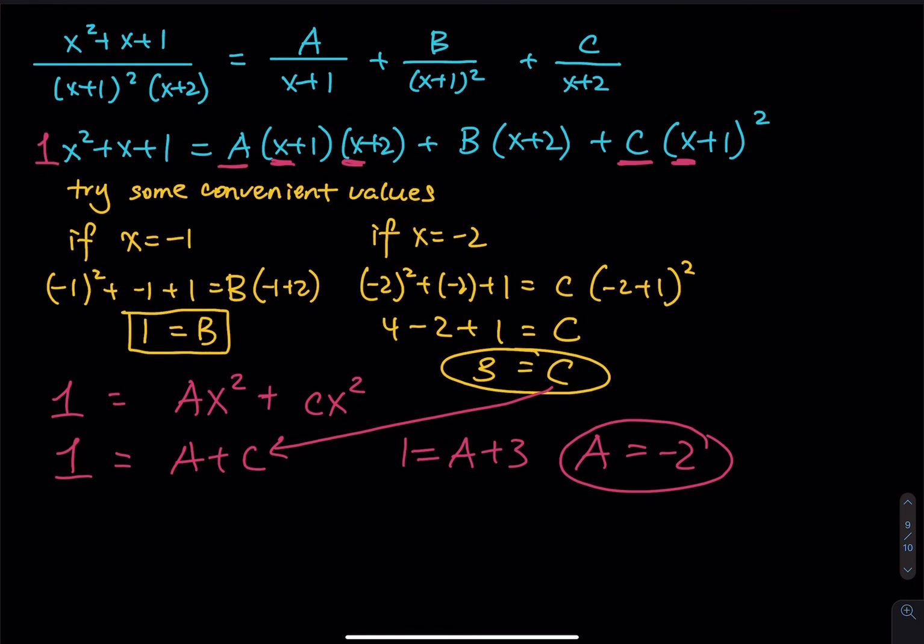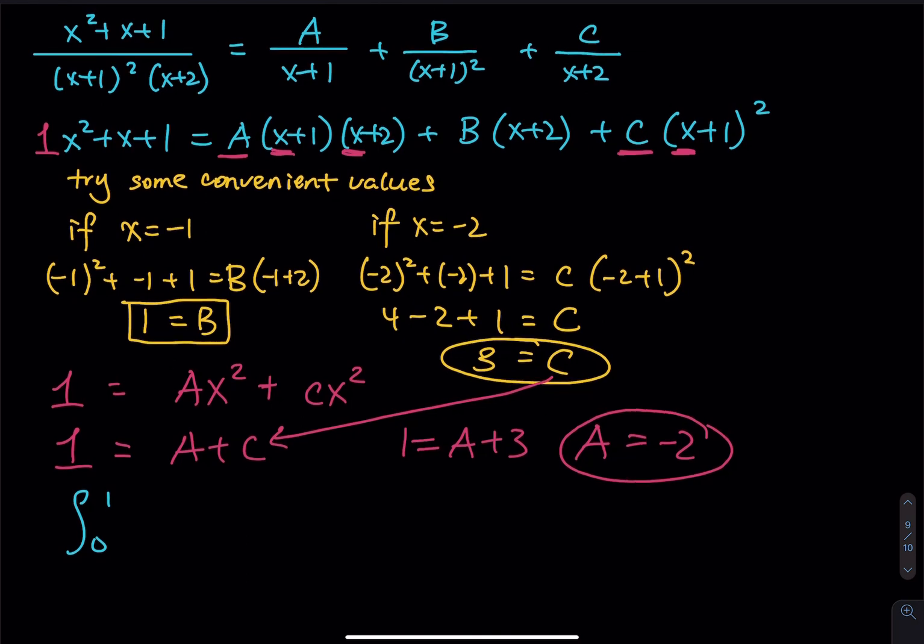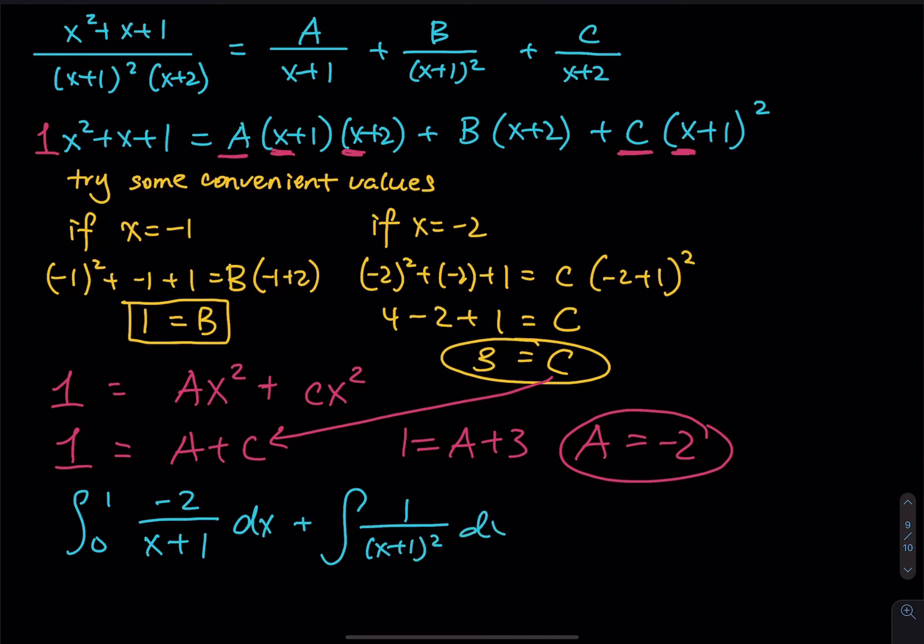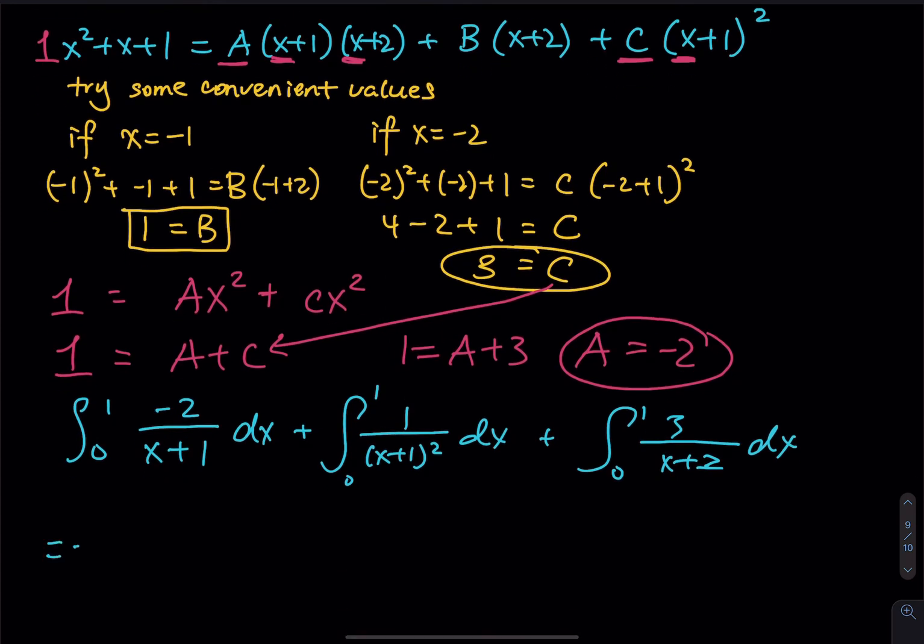Alright, so let me jump straight to the integration. So we have integral from 0 to 1. 0 to 1, right? Or from 0 to 2. 0 to 1. And then the a is equals to negative 2. So we have negative 2 divided by x plus 1. That is just an ln. And then b is 1 divided by x plus 1 square dx, 0 to 1. And then c is 3 divided by x plus 2. So that is another ln from 0 to 1. And then for the first one, we have negative 2 ln absolute value of x plus 1. X goes from 0 to 1. And then the last one, we have 3 ln absolute value x plus 2. X goes from 0 to 1.